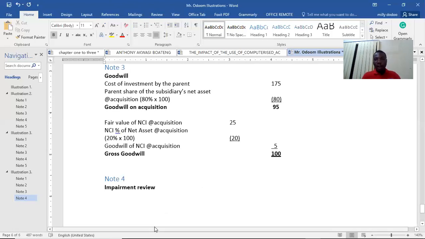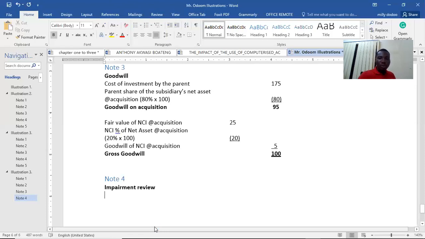So you need to carry out an impairment test at the end of the year to know whether this 100 that we got at the beginning of the year is still intact at the end of the year. If it is intact, then we are okay. If it is not intact, then we must ask questions. And to carry out an impairment review, you need what you call the carrying amount or the carrying value of the business. When we say the carrying value, we are talking about the net book value. So how much is the book value of the business? That is what we need.